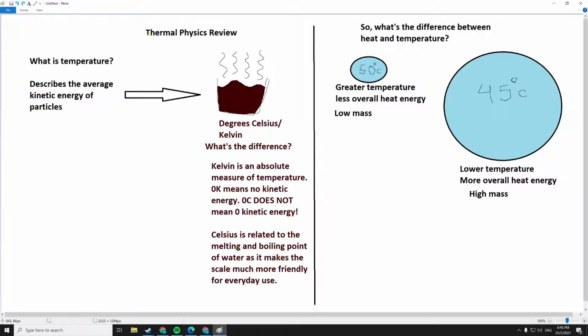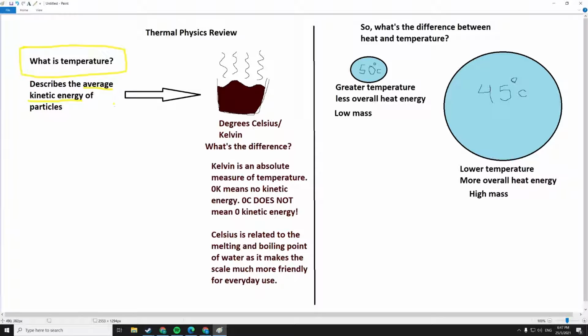Today we're going to be reviewing some thermal physics for MYP. And so straight away we're going to start off with the very basics. What is temperature? How hot or cold something is. That's correct on the macroscopic properties of temperature. But really when we look at it on a particle level, what we find is that temperature is the average kinetic energy of particles in a system.